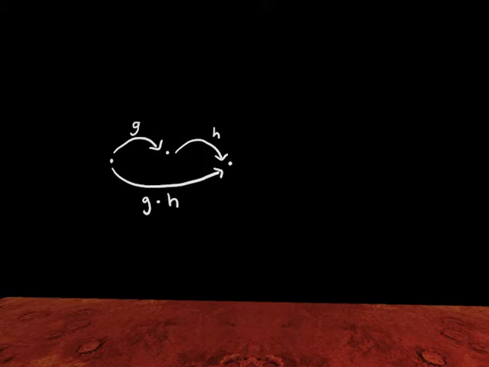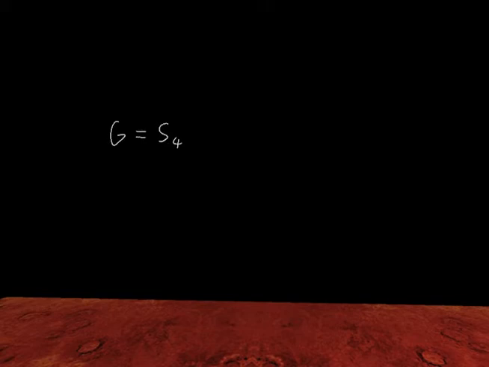For example, there is a group of four-letter shuffles, or permutations, called S4, and this acts on the set of anagrams of my name, Romy. It also acts on the set of anagrams of my sister's name, Izzy.